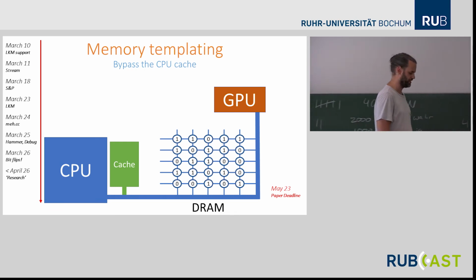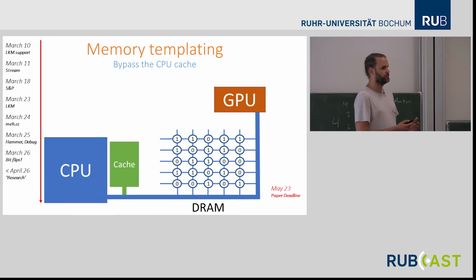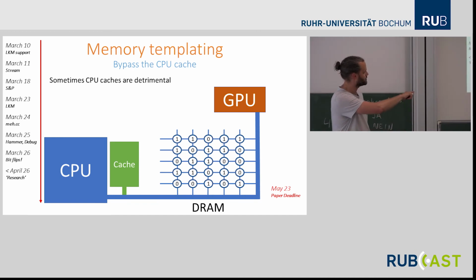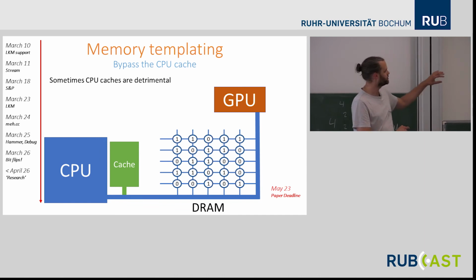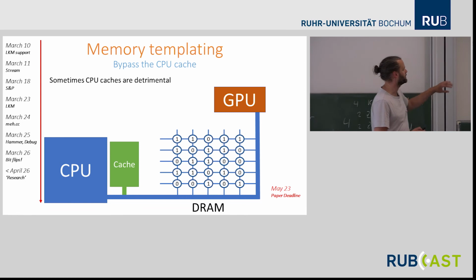Going back to this first step of flipping through memory templating. Finding a way to bypass the CPU cache. So this picture is incomplete, because sometimes CPU caches are undesired. You don't want them actually there.